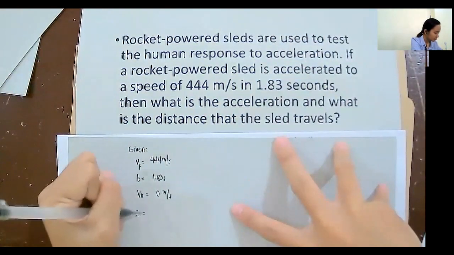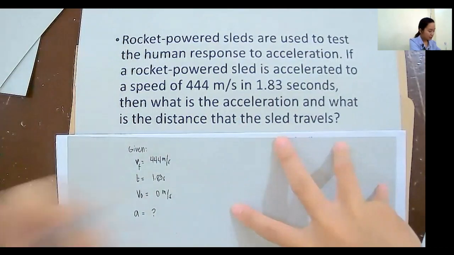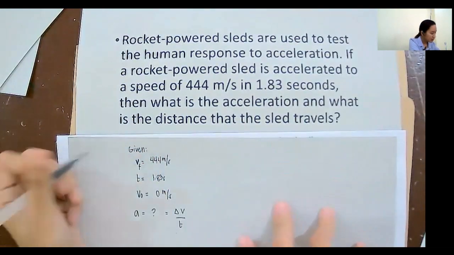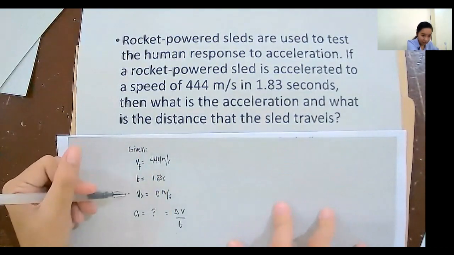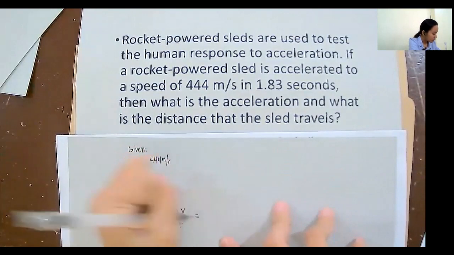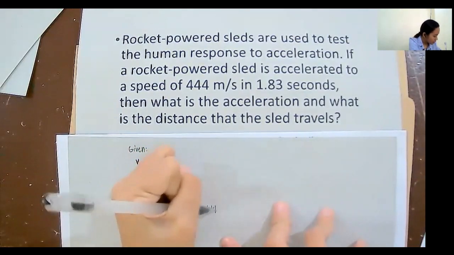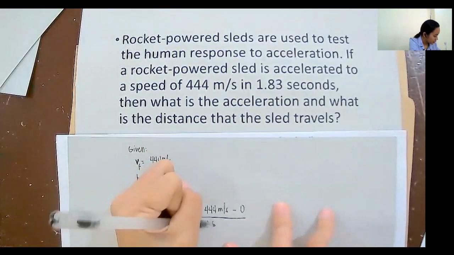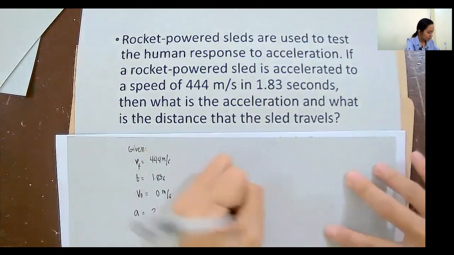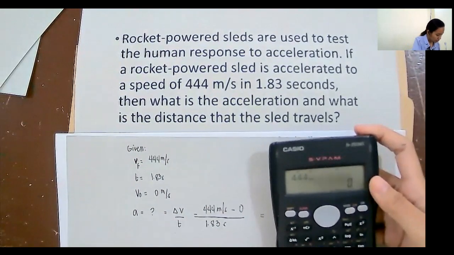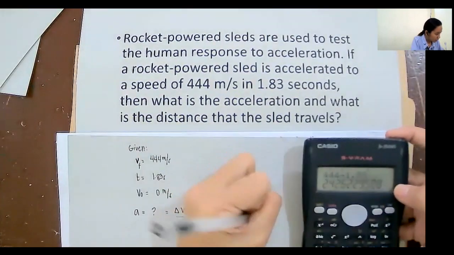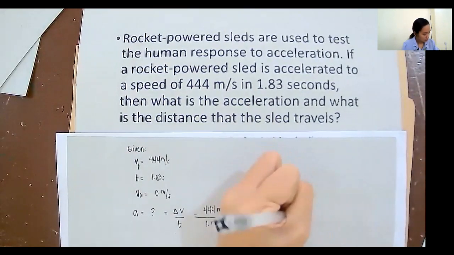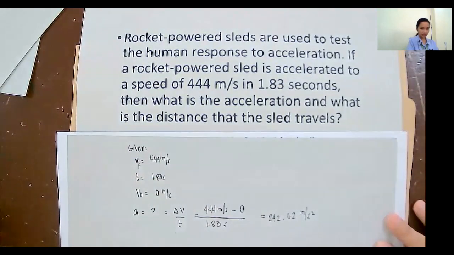To look for acceleration, we can use the formula for acceleration, that's delta V over t, because we have two velocities or two speeds, and we also have the time. So 444 meter per second minus 0 divided by 1.83 seconds. You will get 242.62 meter per second squared. So we already solved for the acceleration.